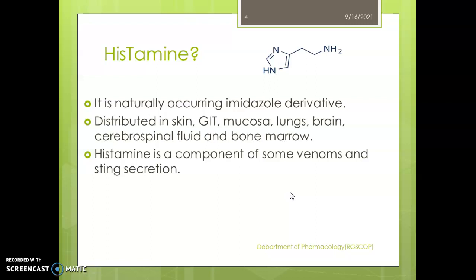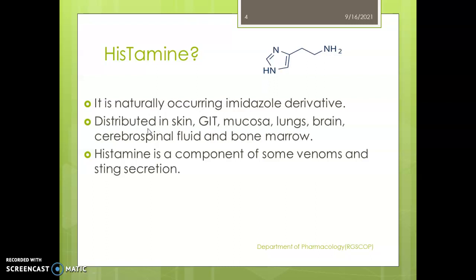So basically, what is histamine? Hist means tissue, and amine is the amine available in the tissues. The specific amine available in tissues is called histamine. It is a naturally occurring imidazole derivative. If you see the chemistry part, this is a heterocyclic imidazole nucleus with an amino group side chain.